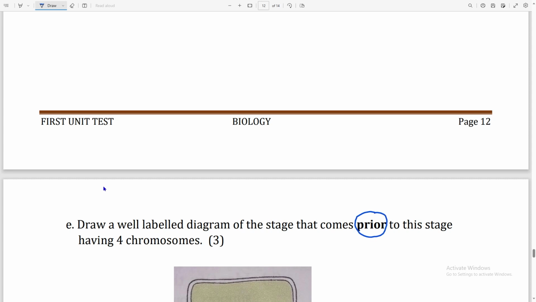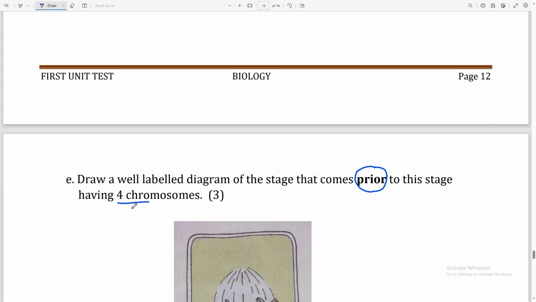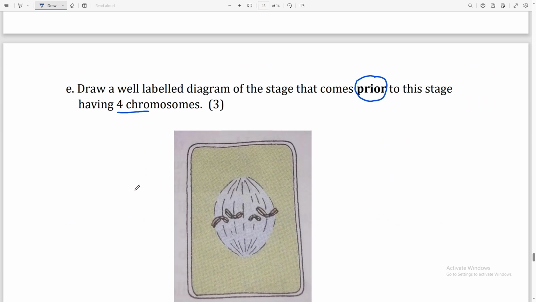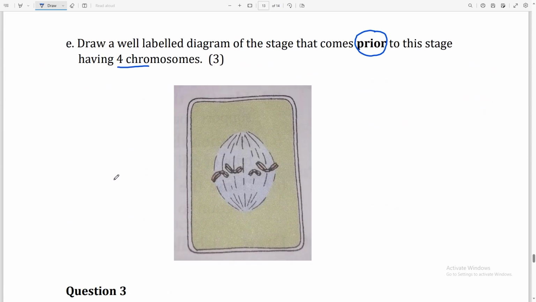Next, draw a well-labeled diagram of the stage that comes prior to the stage having 4 chromosomes. Prior means what? Prior means previous. Don't get confused when the diagram shown is of anaphase. Which is the previous stage? The prior stage is metaphase. So you have to draw the diagram of the metaphase. Don't forget to write here: this is metaphase.